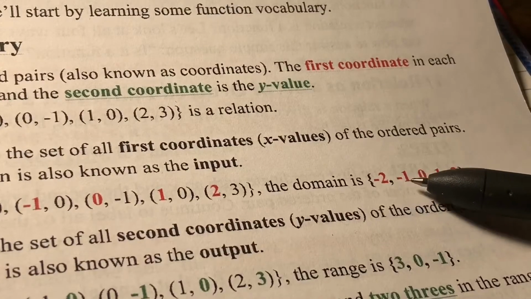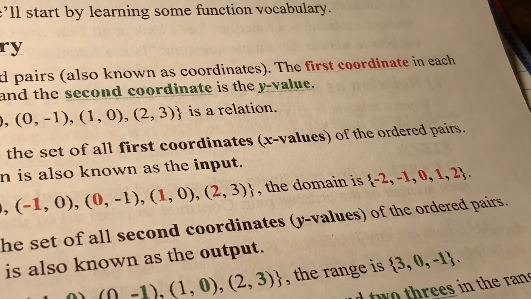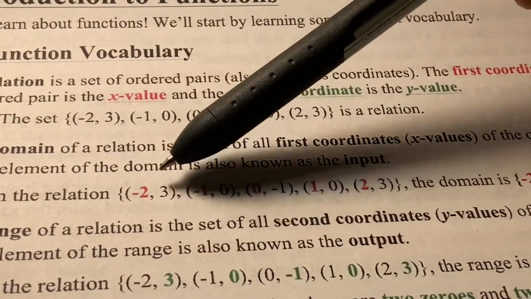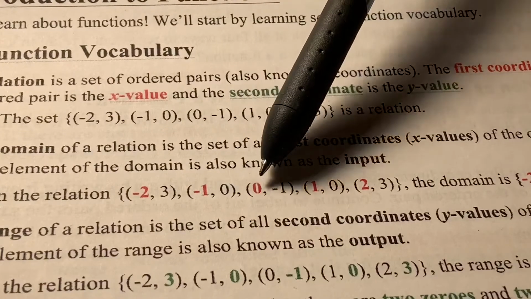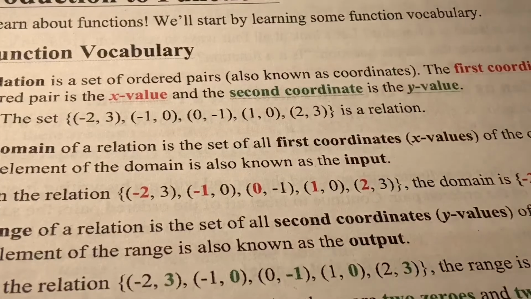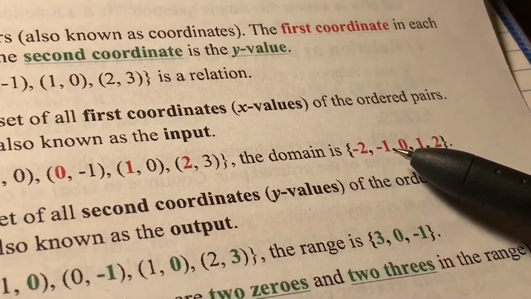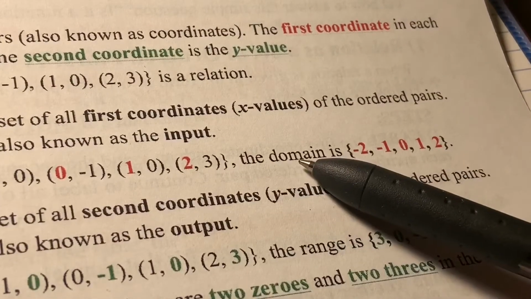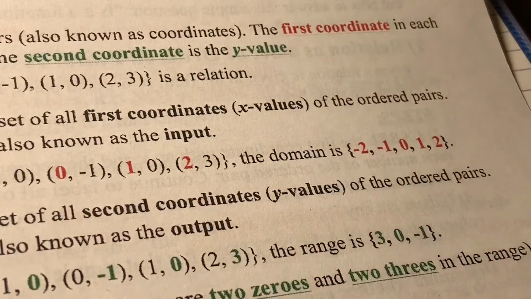So each of these numbers, notice each of these numbers are the same numbers that were here, but the ones that came first in each ordered pair, in each set of parentheses. So look at this. See, -2, -1, 0, 1, 2. And look here. Same thing. -2, -1, 0, 1, and 2. That is known as the domain. All of the first coordinates or x values of the ordered pairs. Very simple, right, guys? Very simple.